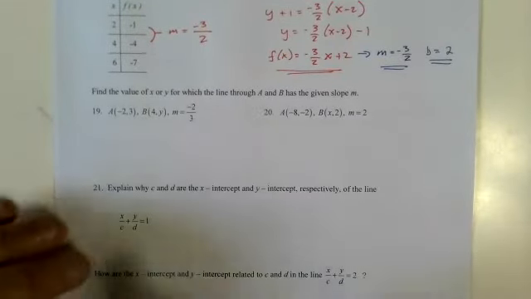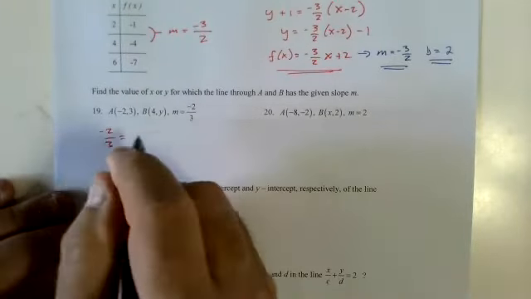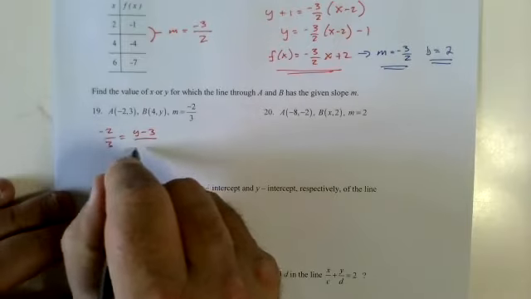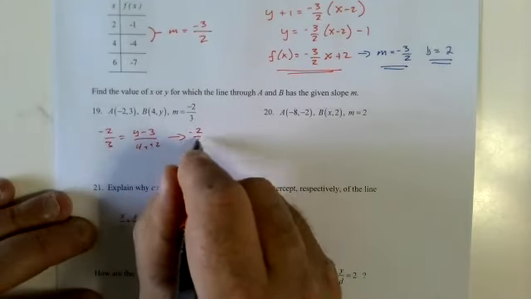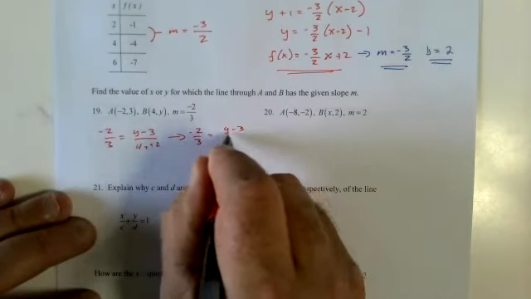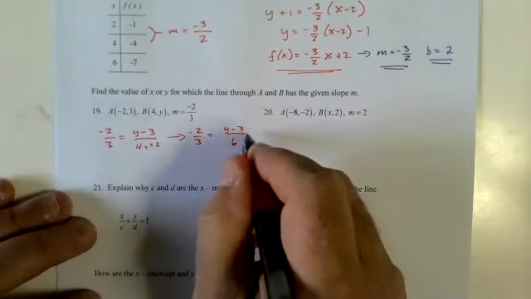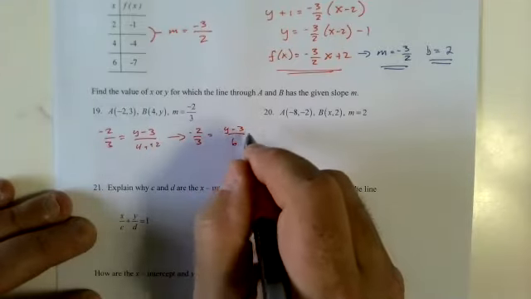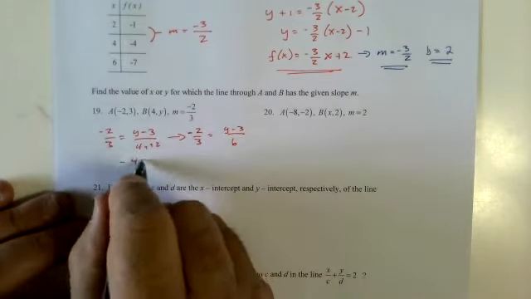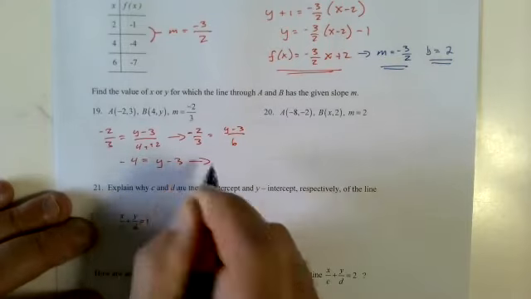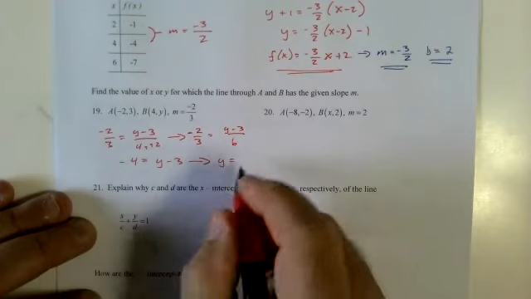All right, here we go. I would again label these: (y - 3)/(4 - (-2)). Cross multiply, or just multiply by 6. So times 6 on both sides. So 6 over 3 is 2, so we get -4 equals y - 3. y equals -1.